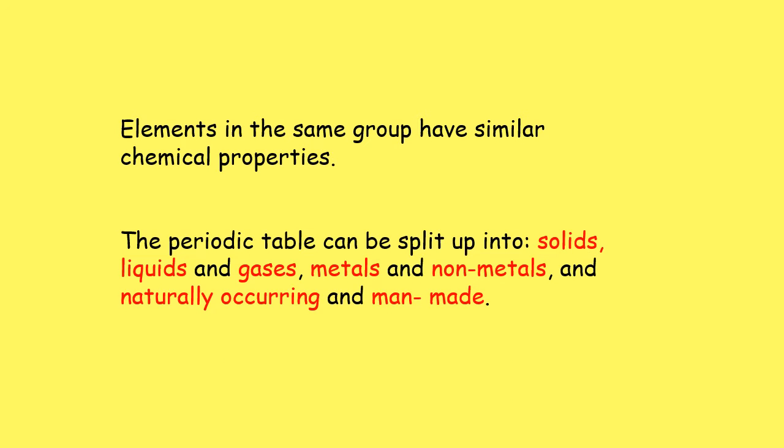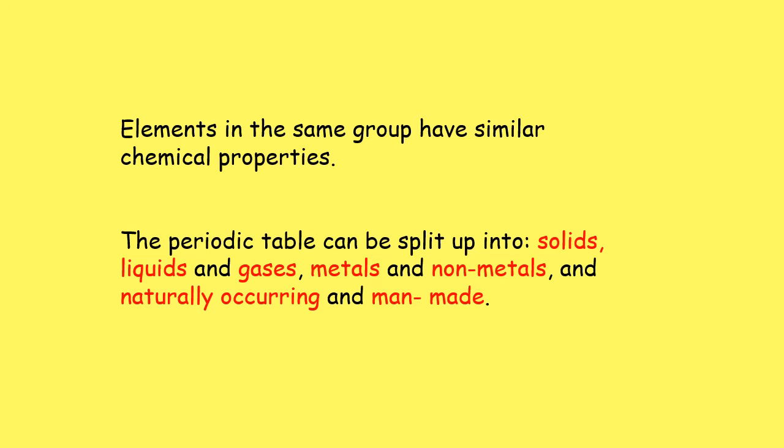Now, each group of elements, the reason they are in that group is because they have the same chemical properties. Chemical properties just means that they respond the same way to the same things. So, for example, elements in the same group might all react the same way with water. They might also all be in the same physical state, and they might have other properties like an ability to conduct electricity.